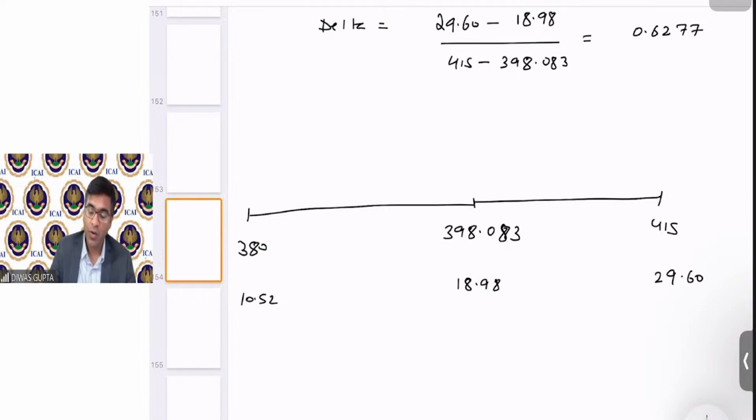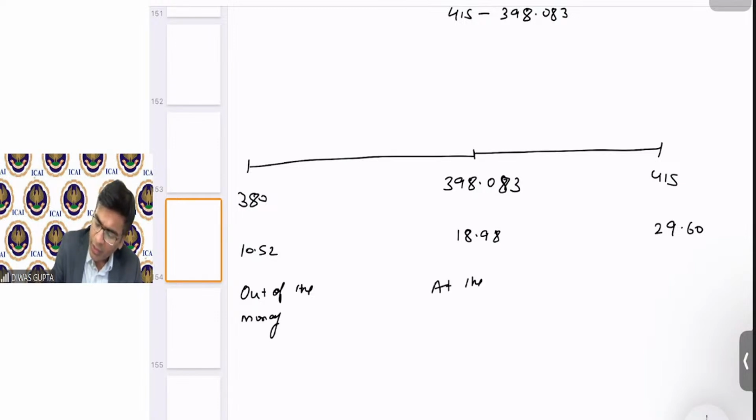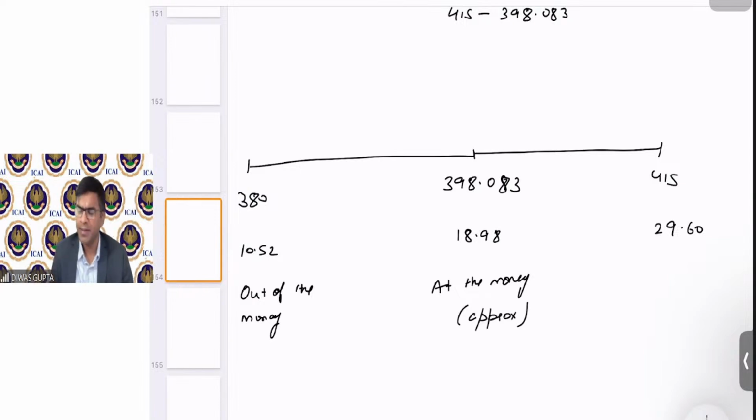So students, I want all of you to observe, against 380 to 398, what is the delta? First of all, before that, can we say that this is out of the money? Yes, we can. Can we say that this is at the money? I'm talking about approximates, not exacts. The strike price is 400. Anything at 398 will be called at the money approximately. Anything more than 400 will be called in the money, right?